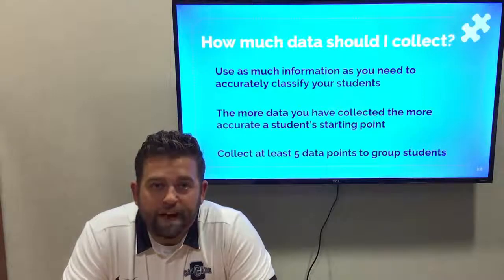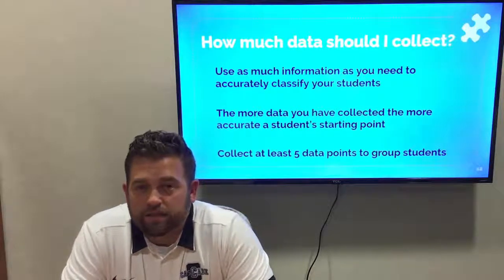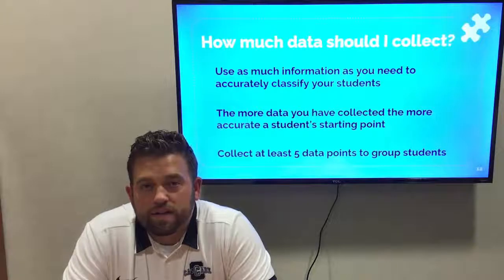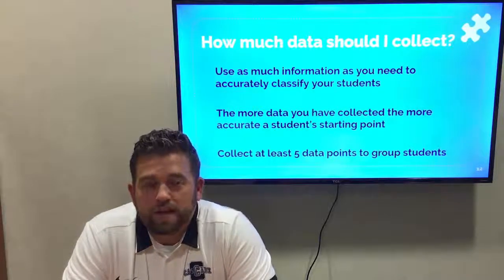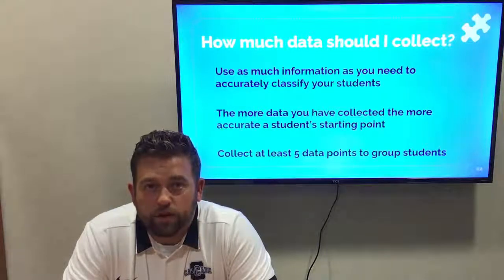And if you have 5, it's an odd number. That way, if a student is kind of on the edge, you can err on the side where more of their data points lie. Again, the more data we have, the more accurate these placements are.